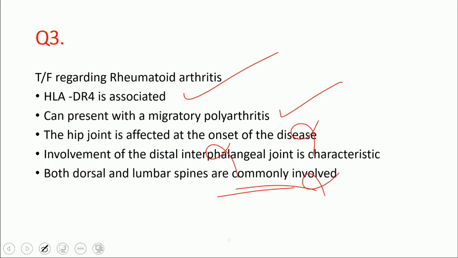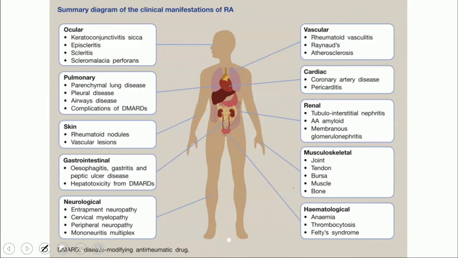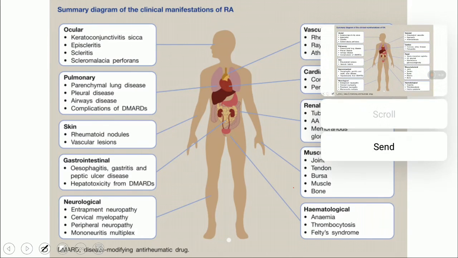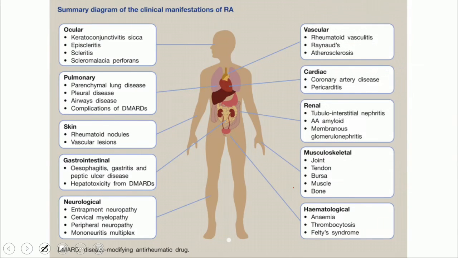Right. Any questions about this one, number 3? Now this I have just put up, just go through these lists and look at the extra-articular manifestations of rheumatoid arthritis. This can easily be given as a true or false in the exam. What of the following are extra-articular manifestations of rheumatoid arthritis? And we have discussed some of these concepts in the long case as well.